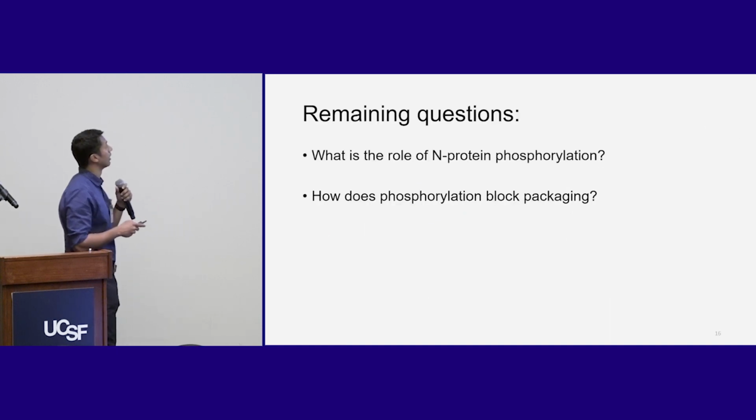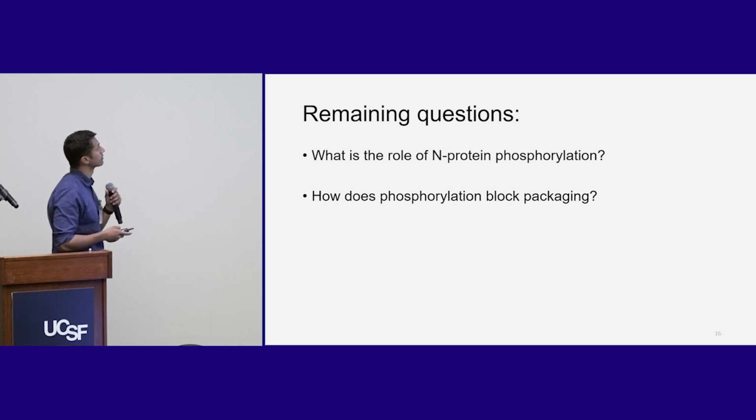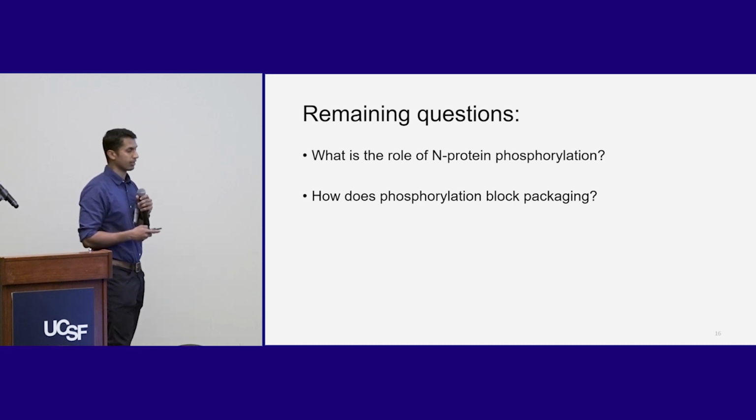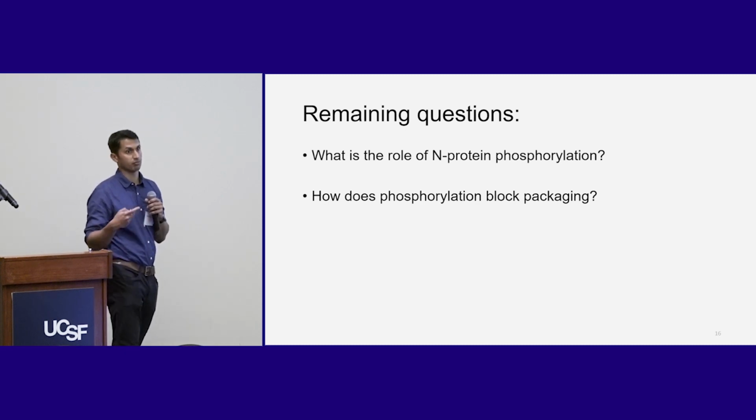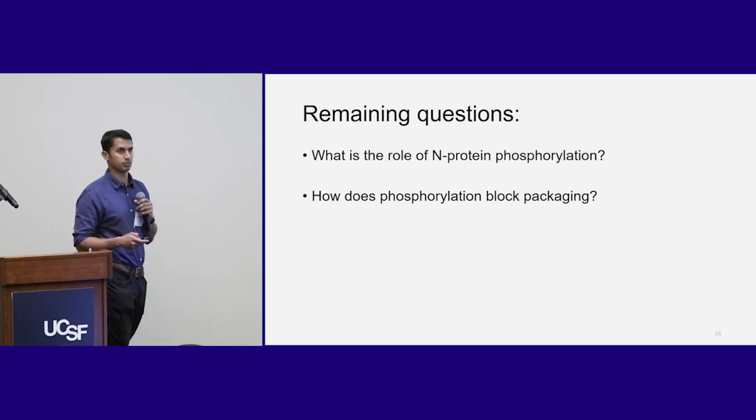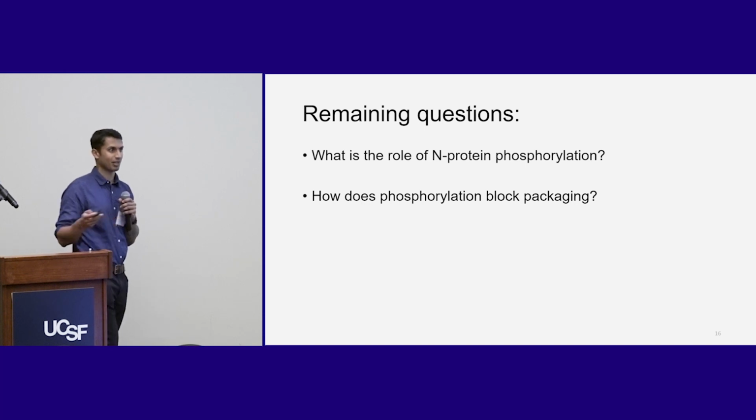So what I'm continuing to work on is, why does N protein get phosphorylated at all? What is the normal physiological function of it? It has been shown previously that it controls phase separation and affects how the nucleocapsid assembles. But we've been able to show that even eliminating phosphorylation at these sites still allows assembly of these virus-like particles. And it's also not clear why phosphorylation blocks packaging. So why does it exist? Why does it block packaging?